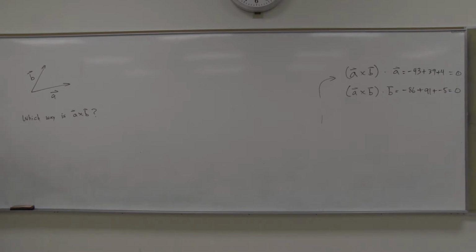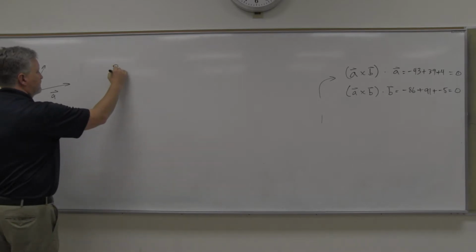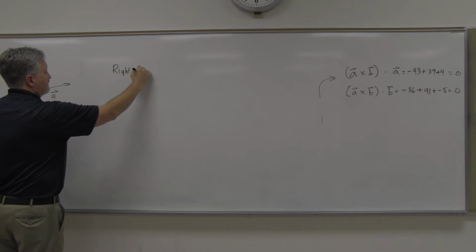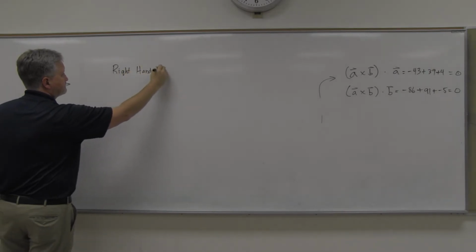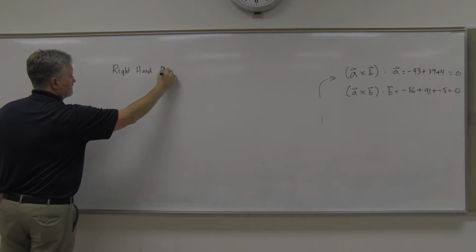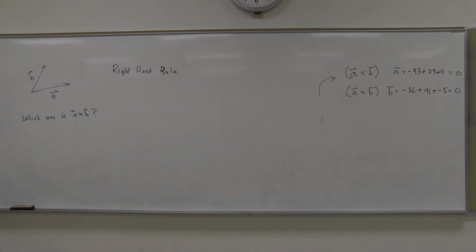Well, what they use here is what's called the right-hand rule. You take your right hand, and if it's A cross B, you start at A and then rotate your hand around in the direction of B. So A cross B, and wherever your thumb points, that's the direction of the cross product. Okay. So in this case, A cross B is going to be coming out of the board.